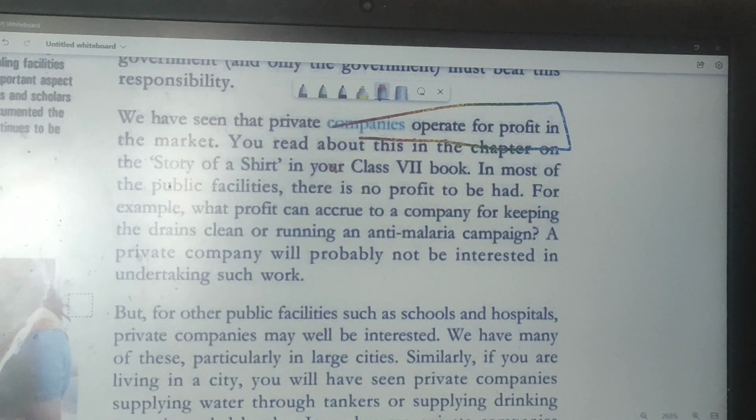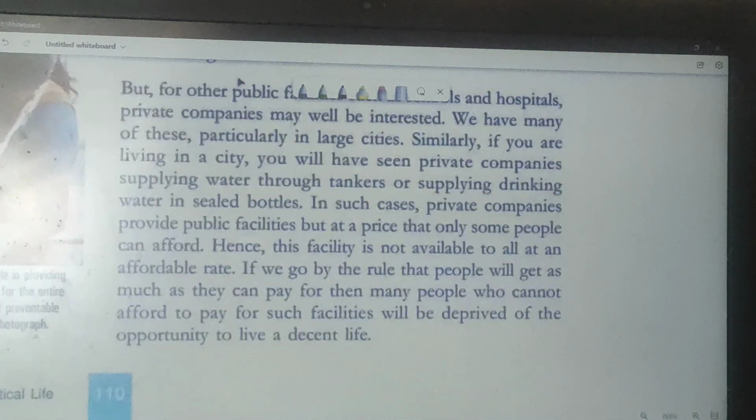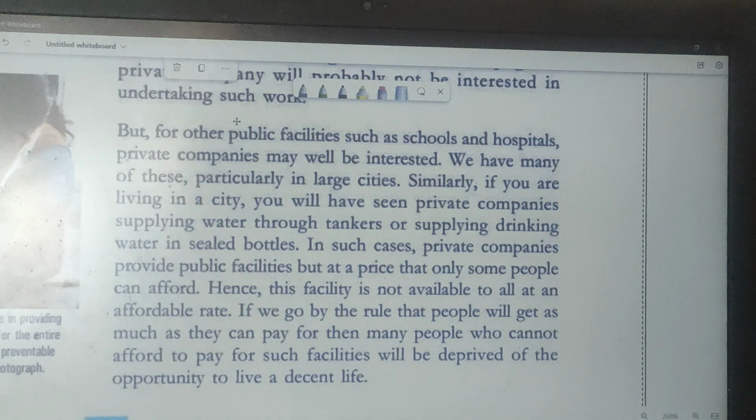We cannot have. For example, there is no profit for a company in keeping the drains clean or running an anti-malaria campaign. Correct? There is no profit in that. A private company is probably not interested in undertaking such work, because private companies do not get their profit in this. Right? Okay. Now the third and the last paragraph of this page.